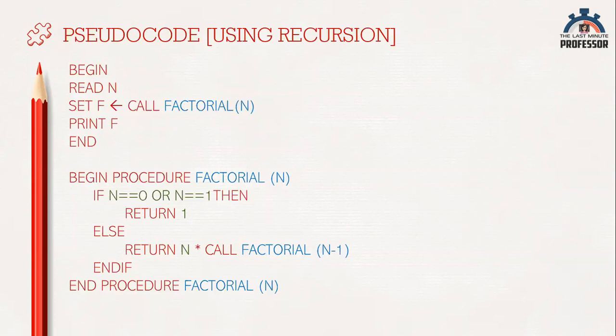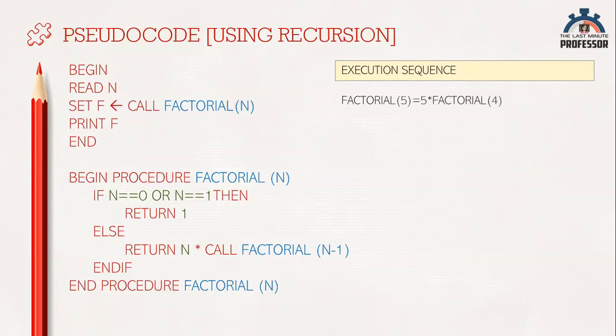Recursion is a function calling itself. Let us see how it works with an explanation of calculating 5 factorial using recursion. Here, n value is 5. So factorial of 5. So n is neither 0 nor 1. So else part gets executed. So factorial of 5 is equal to 5 into call factorial of 4. So again, the same procedure gets called.